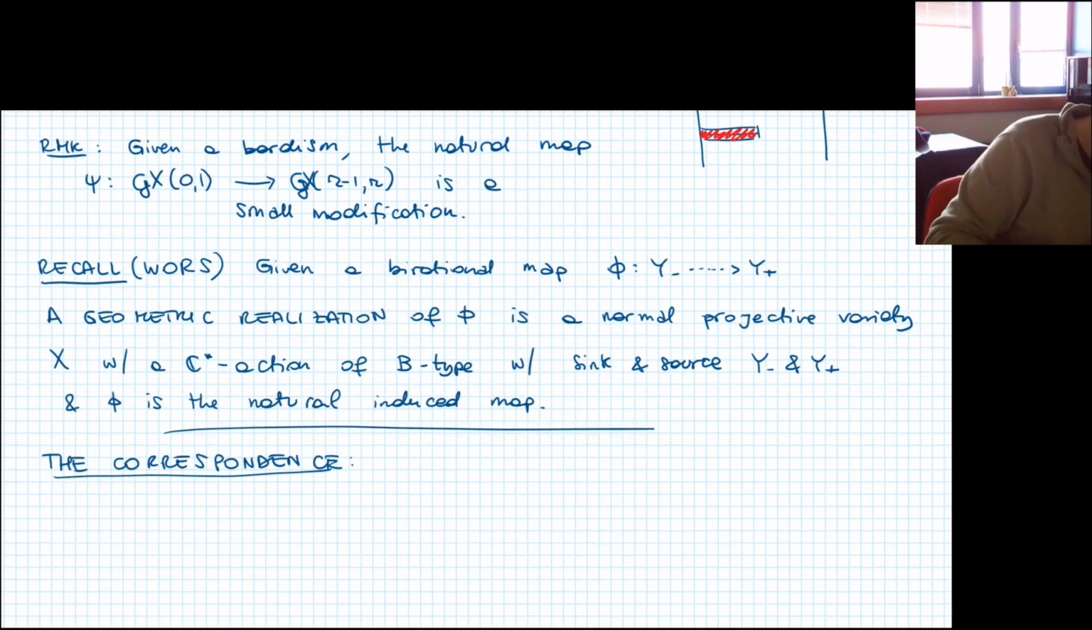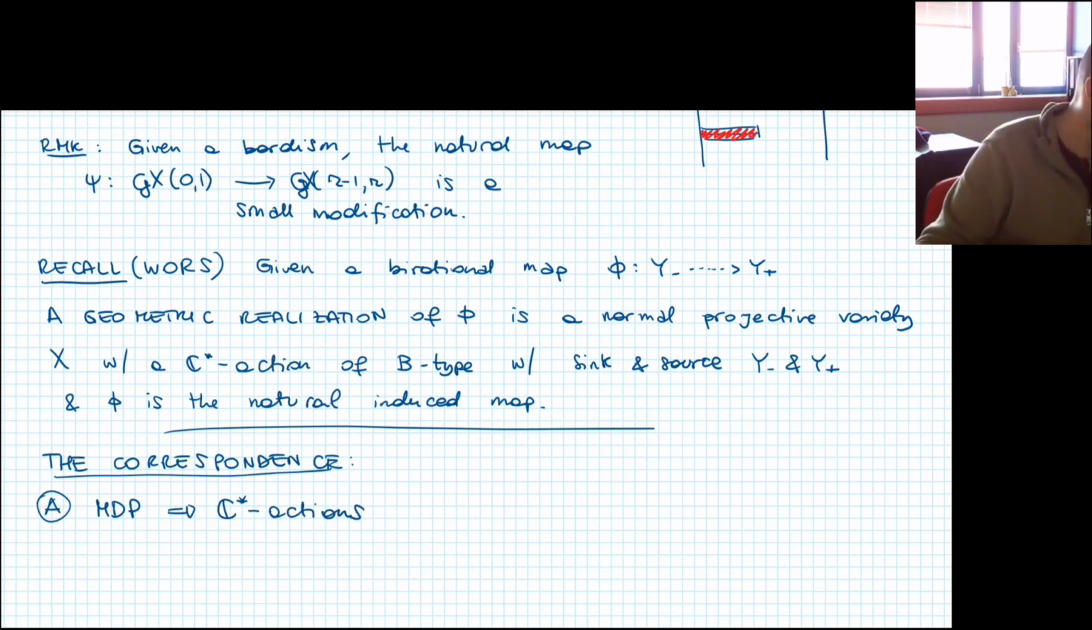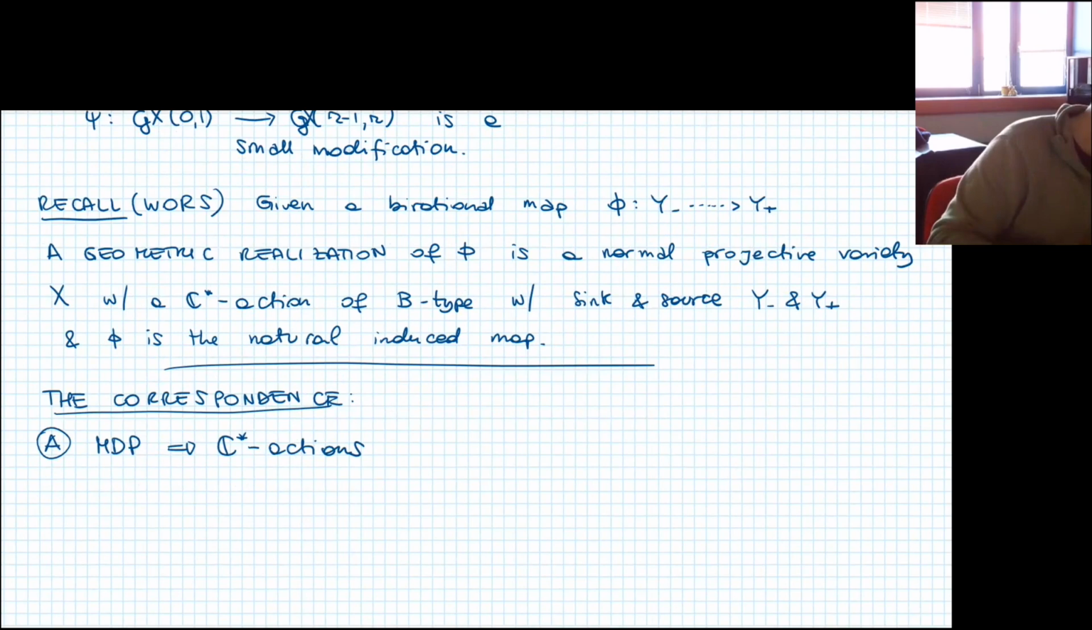Okay, the first one. The first one is the one that goes from merging pairs to sister actions. So we start with a map phi. It goes from Z1 to Z2, a small modification.